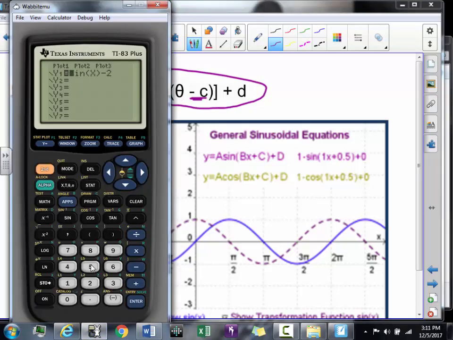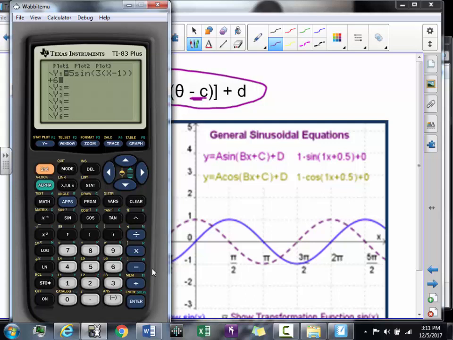Let's say I gave you 5 sine 3 bracket x minus 1, plus 6. Let's say that was our graph. You guys should be able to predict what's going to happen. What's the 5 going to do to the graph? Stretch it. 5 times taller. The 3 will make it 3 times this way. The minus 1? To the right.